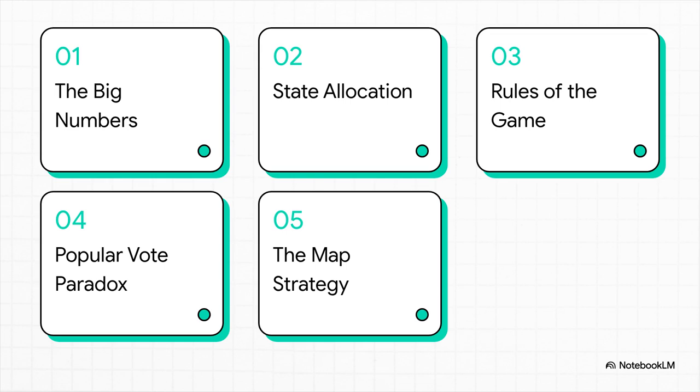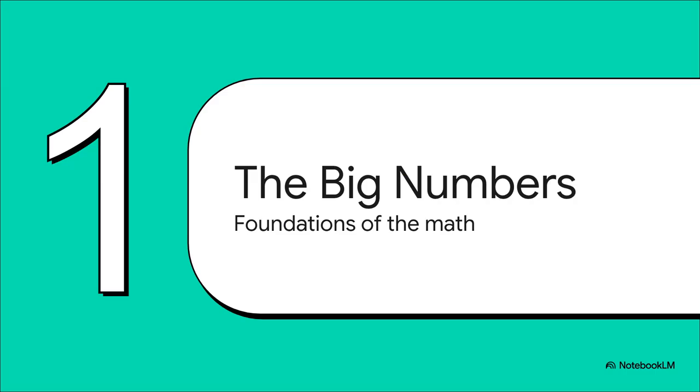Okay, let's dive into this. Here's our roadmap for the explainer today. 1, the big numbers. 2, state allocation. 3, the rules of the game. 4, the popular vote paradox. And finally, 5, the map strategy. Let's get to it. Starting off with Section 1, the big numbers.